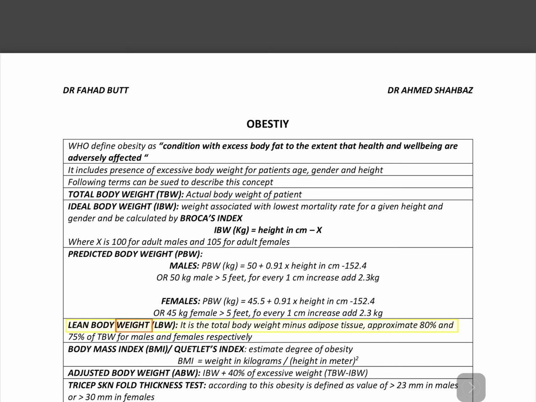Lean body weight, LBW, is the total body weight minus adipose tissue. It is approximately 80% and 75% of TBW for males and females respectively. Body mass index, BMI, or Quetelet's index, estimates the degree of obesity. BMI equals weight in kilograms divided by height in meters squared. Adjusted body weight, ABW, equals IBW plus 40% of the excessive weight, TBW minus IBW.